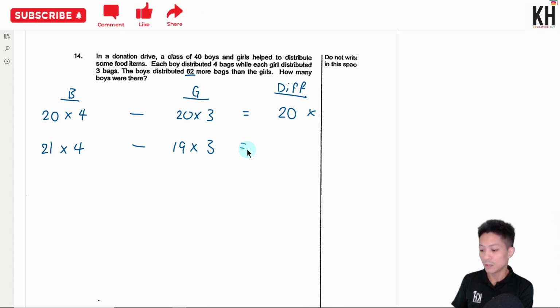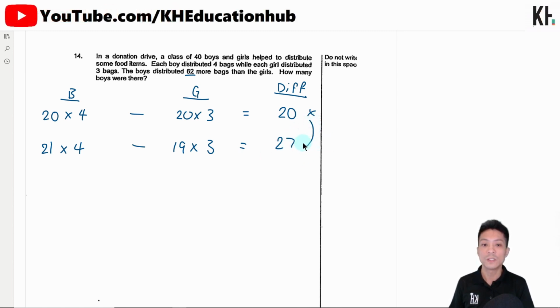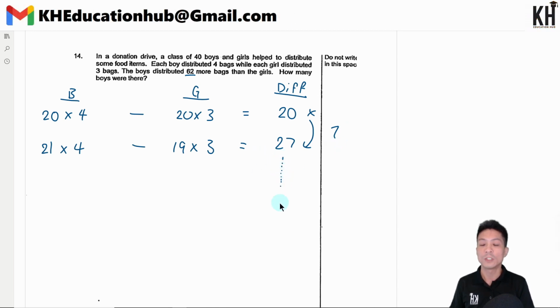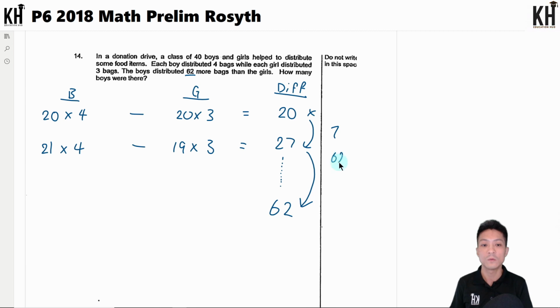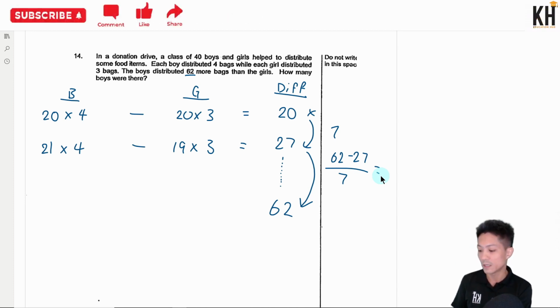Okay, key in your calculator, 21 times 4 minus 19 times 3 will give me a 27, right? Okay, so this is still wrong, but now I know every time I increase 1 boy, the difference will increase by 7. Okay, so what I want to achieve is a difference of 62, right? So from here to here, I'm going to do 62 minus 27 divided by 7. Okay, so 62 minus 27 divided by 7 will give me a 5.